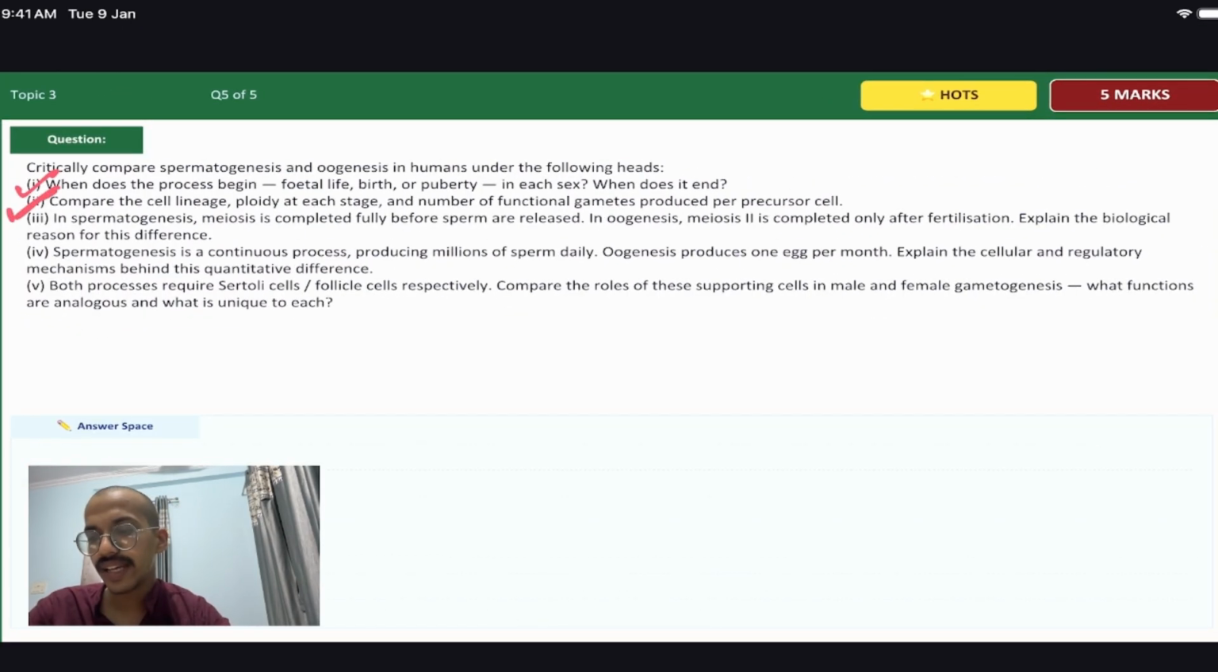Okay. Then in spermatogenesis, meiosis is fully completed before the sperm are released. In oogenesis, meiosis 2 is completed only after fertilization. Explain the biological reason for this difference. So what would be the reason? The first thing is what? In the female, it is energy. This process requires energy. And why do that, if the fertilization doesn't occur?